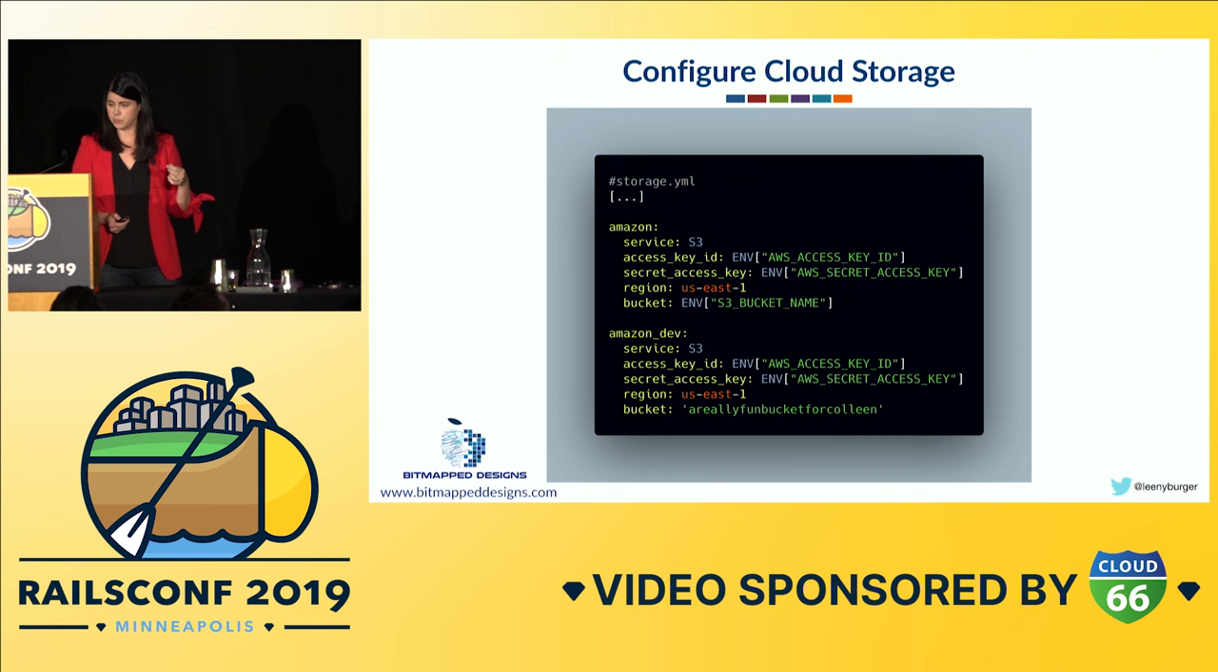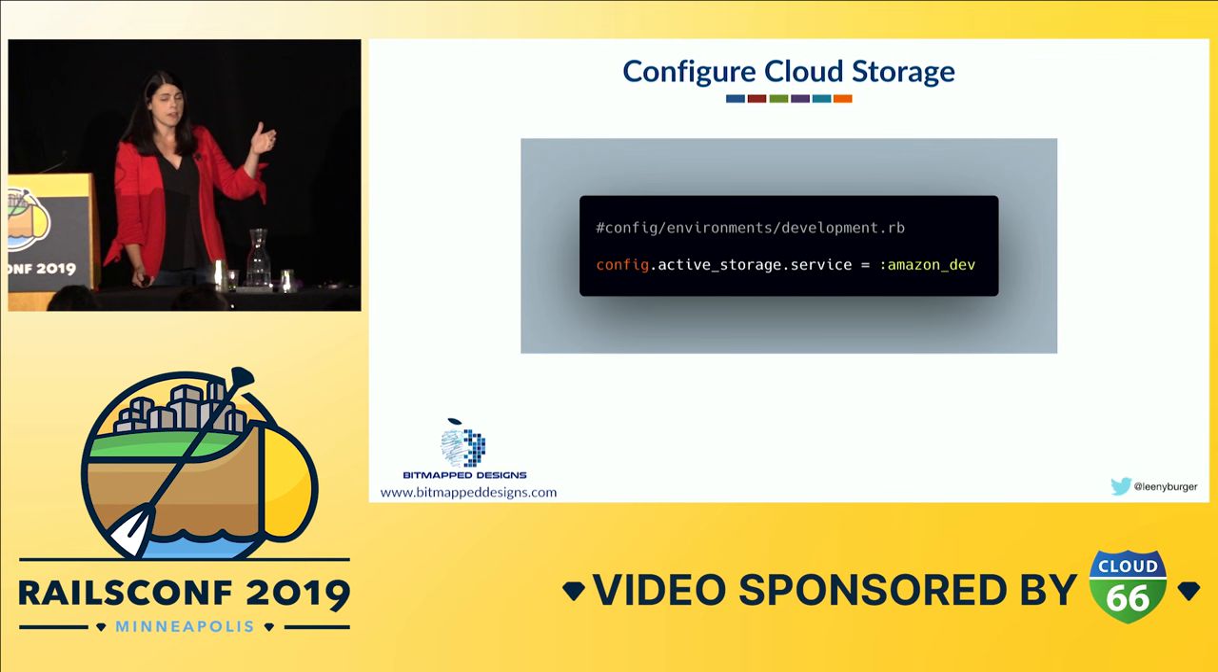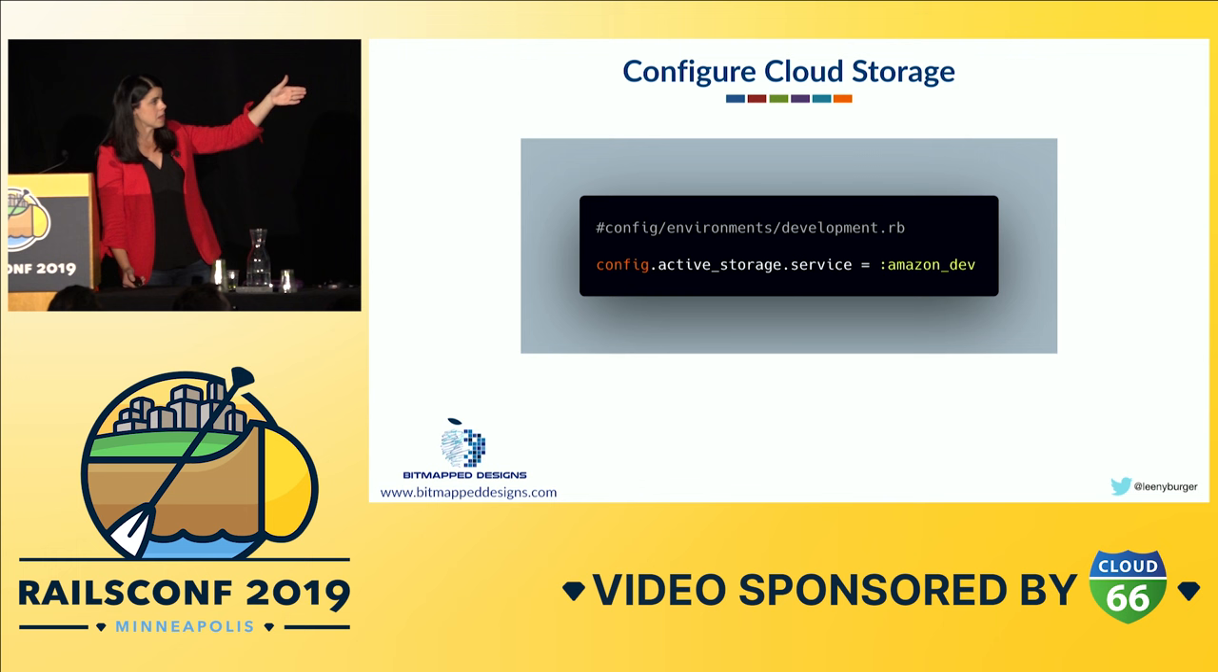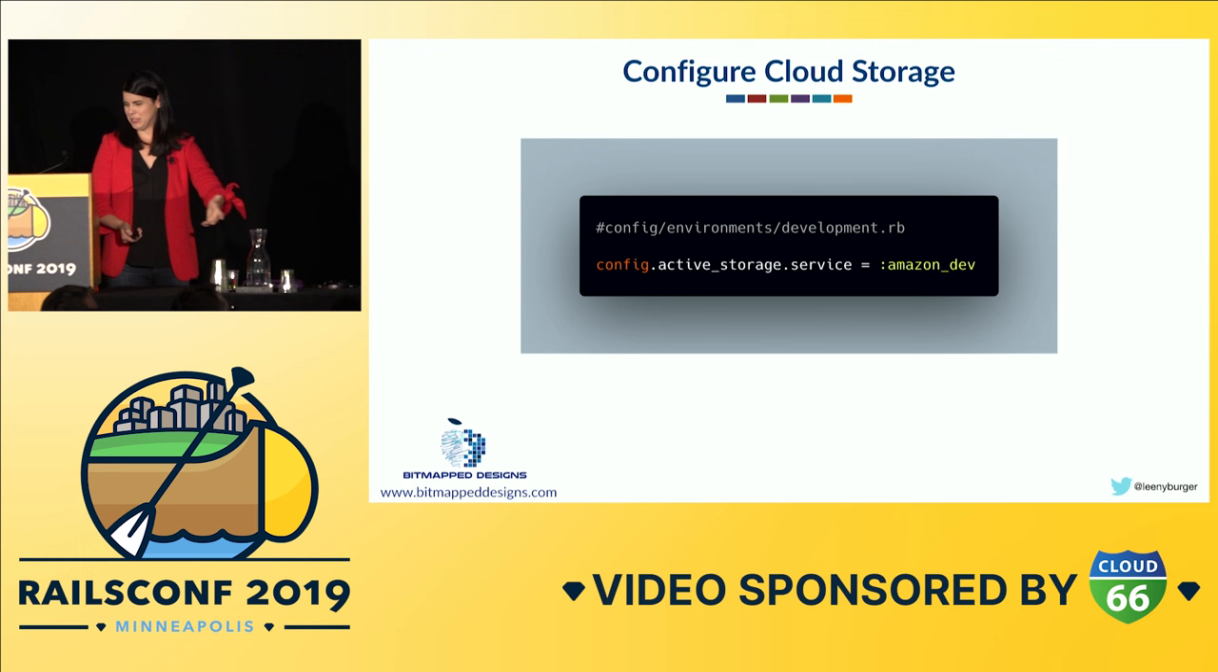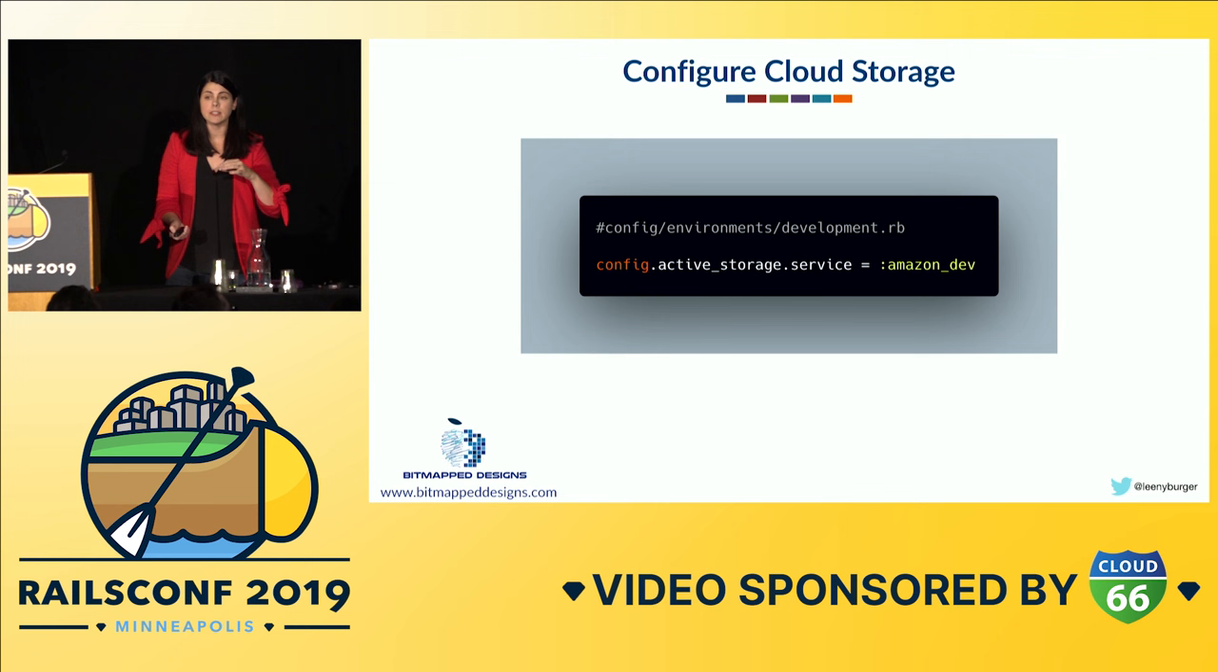And after you configure it in storage.yaml, you then have to configure it on a per environment basis. What I'm showing you here is development, and as I said, you're going to configure it to use Amazon Dev, and production would be using Amazon. Great, so that took like 1 minute. At this point, you already have Active Storage installed, and now your Active Storage tables exist in your database.